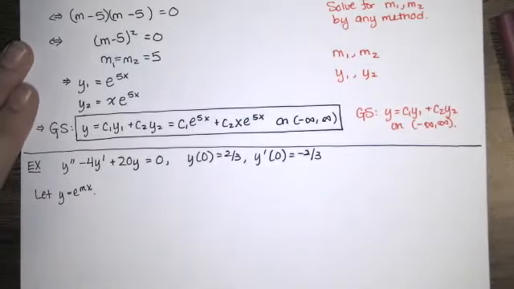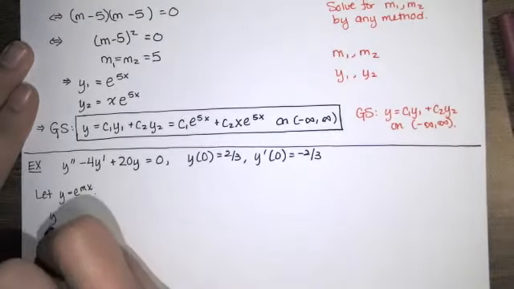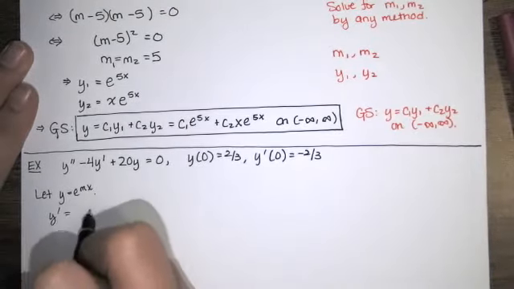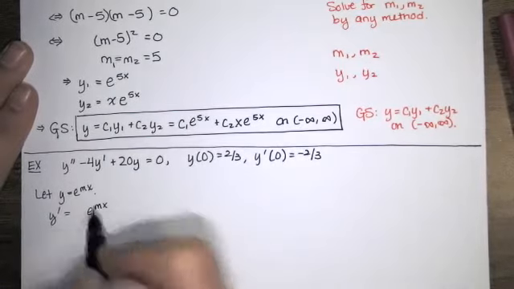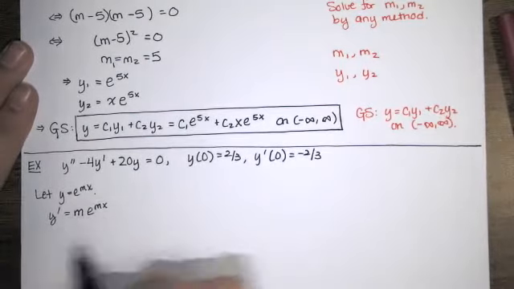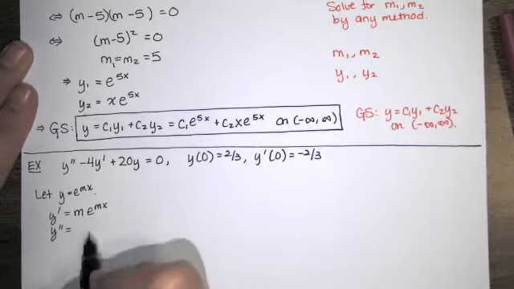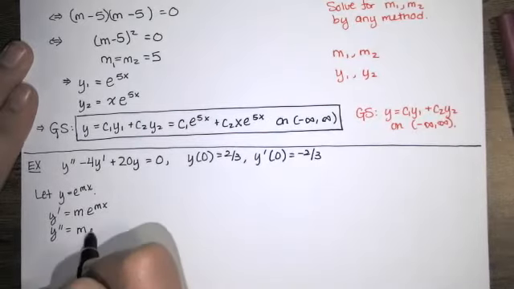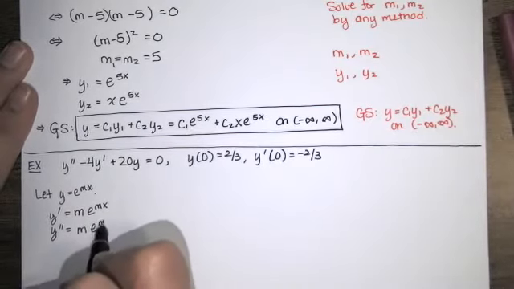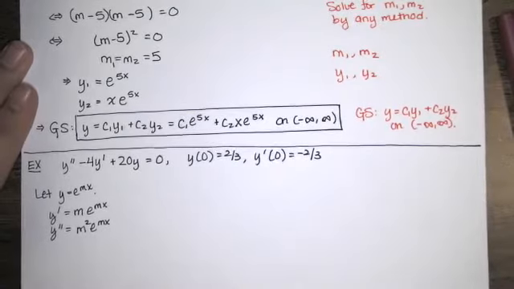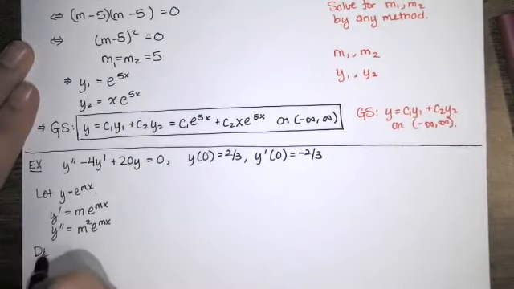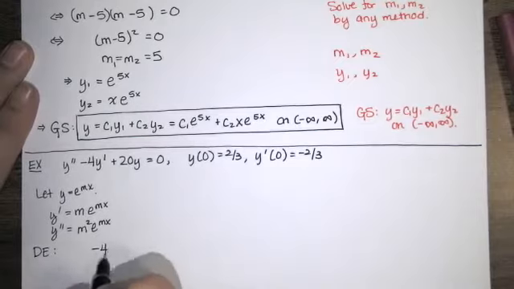If you don't know what to do, if you do nothing else, write down y equals e to the mx. Then we'll take the first and second derivative. Derivative of e to the mx is e to the mx times derivative of the inside by the chain rule. And then we do it again, bring the constant down. The derivative of e to the mx is e to the mx times the derivative of the inside by the chain rule. Then you substitute into the differential equation.